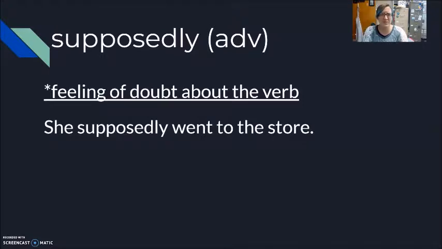She supposedly went to the store. She left the house. She told me she went. She didn't bring anything back. I didn't see her go. I feel doubt about if she went. She supposedly went to the store.